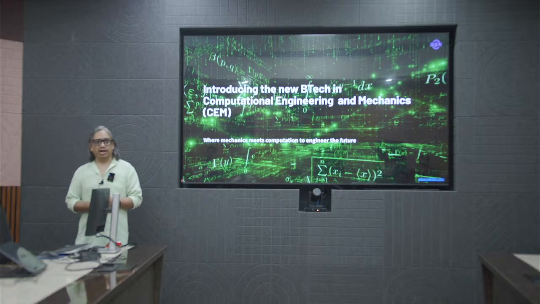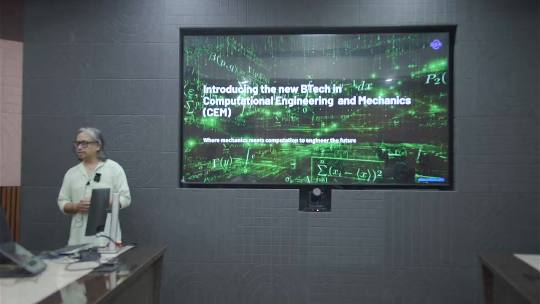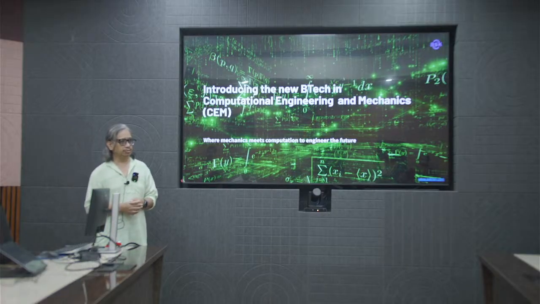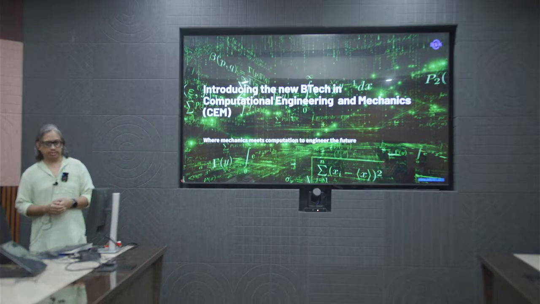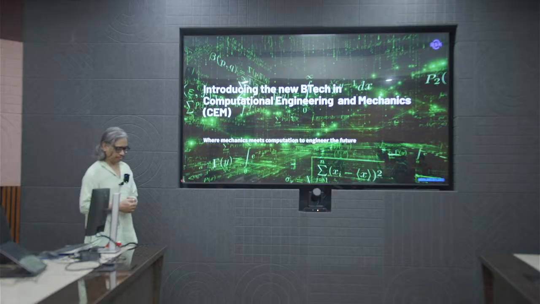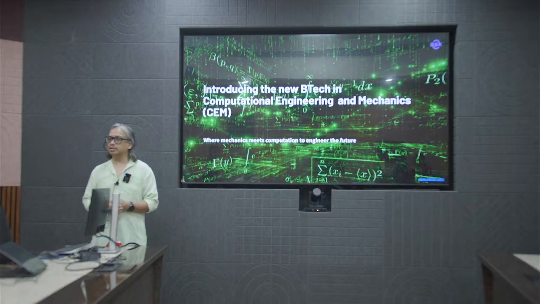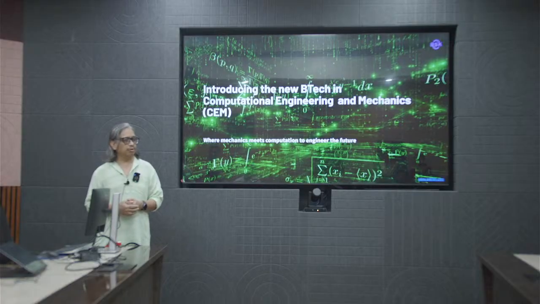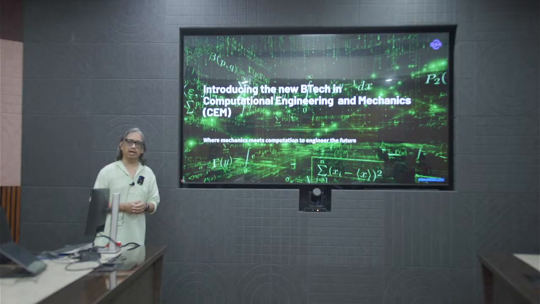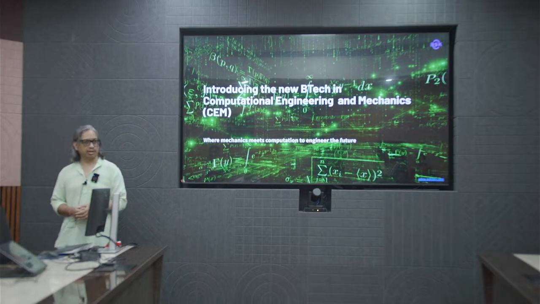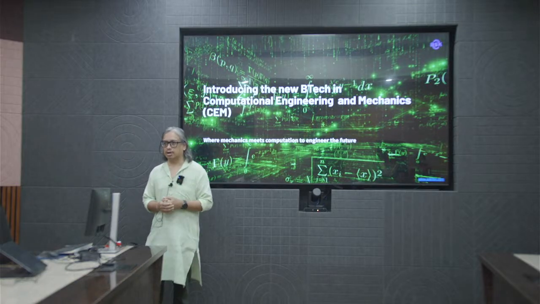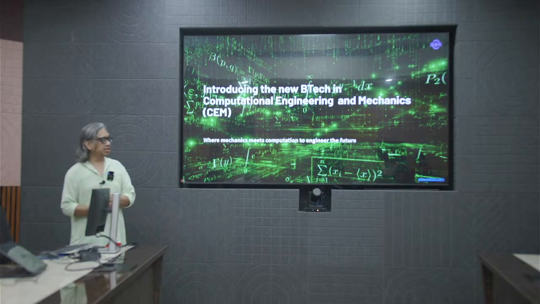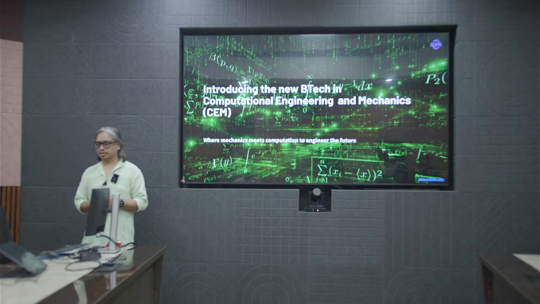So till last year, we were a purely postgraduate department, and we were the only postgraduate department in the institute. We did not have a BTech program, though we were teaching a lot of BTech courses. And last year, we again became the unique department because from having no BTech programs, we started two BTech programs. One is computational engineering and mechanics, and the other is instrumentation and biomedical engineering. So I think the session for IBME has already happened around 1 o'clock. So this session is about computational engineering and mechanics.